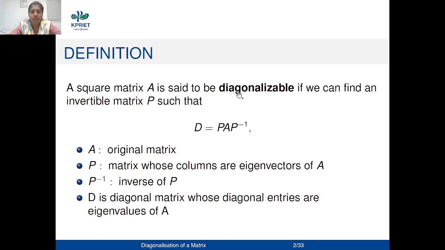So the first one is diagonalizable. A square matrix A is said to be diagonalizable if we are able to find an invertible matrix P such that D equals P into A into P inverse, where A is the given original matrix, P is the matrix whose columns are the eigenvectors of the matrix A, P inverse is the inverse of the matrix P, and D is the diagonal matrix whose diagonal entries are the eigenvalues of A.